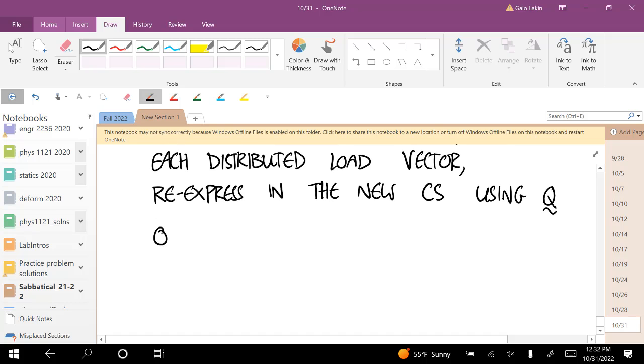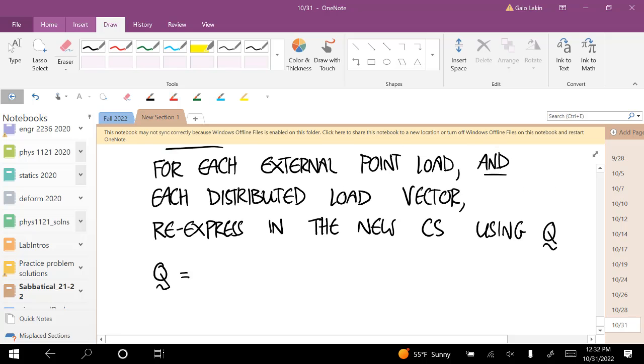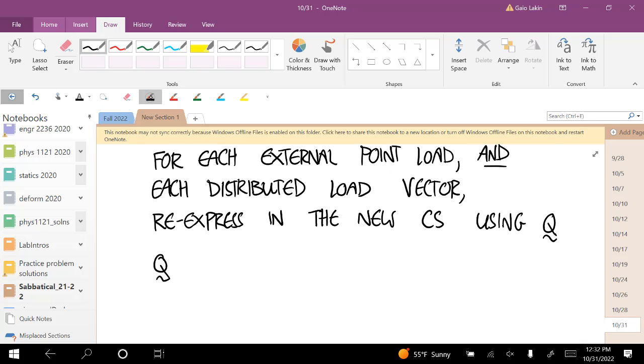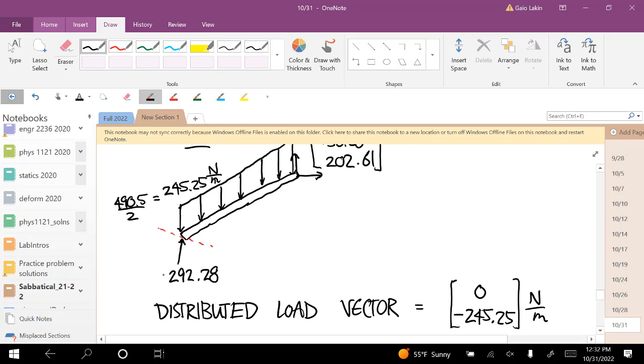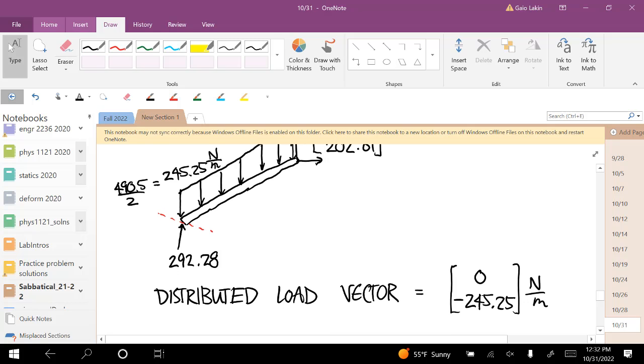So Q times that point force there. Well, we need to express that as a vector first. And I guess I didn't do that. I didn't write it down. Can someone please multiply 292.28 times cosine and sine of 80 degrees to give me this as a vector?